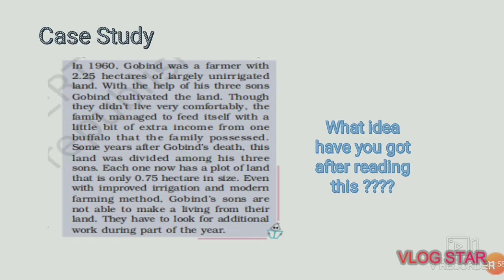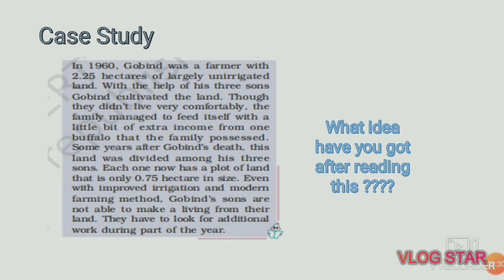Okay, so this land was divided among his three sons. After his death, his whole land of 2.25 hectares was further divided into plots of 0.75 hectares in size. Even with improved irrigation and modern farming methods, Gobind's sons were not able to live a very happy, comfortable life. So you can see that the land has been further divided into small segments.